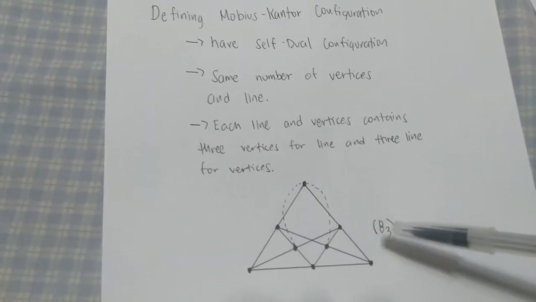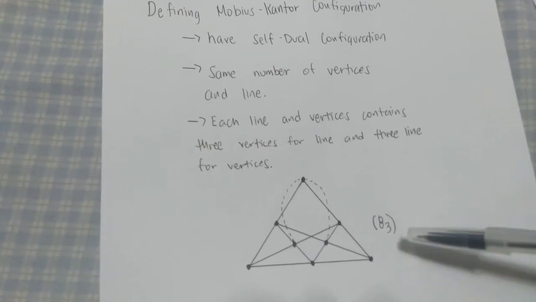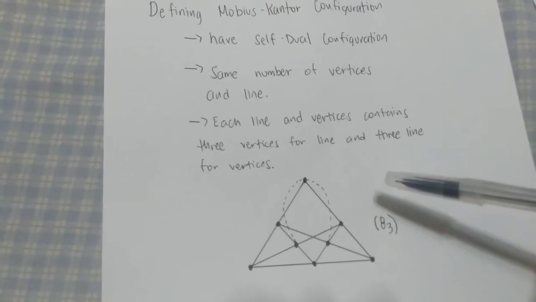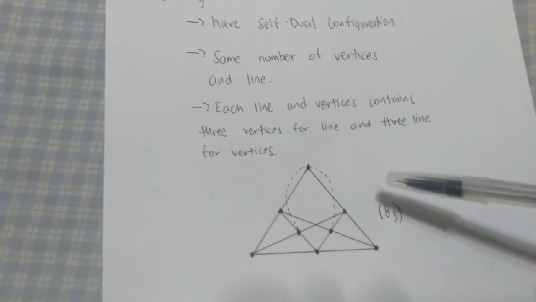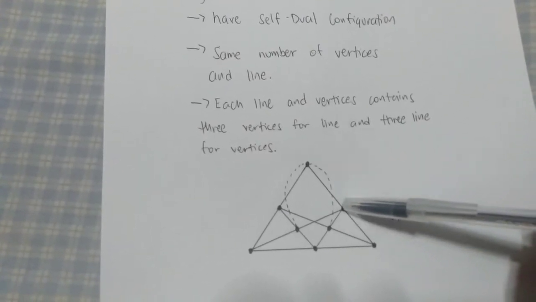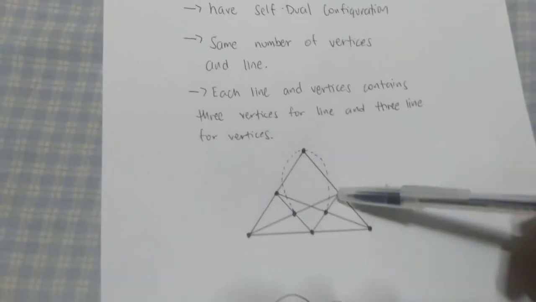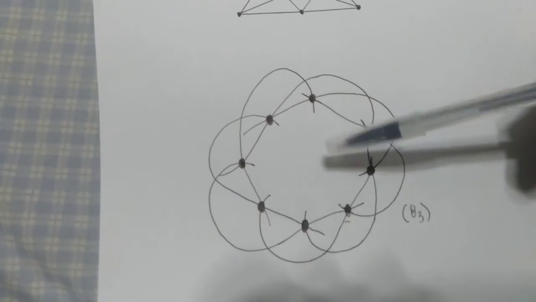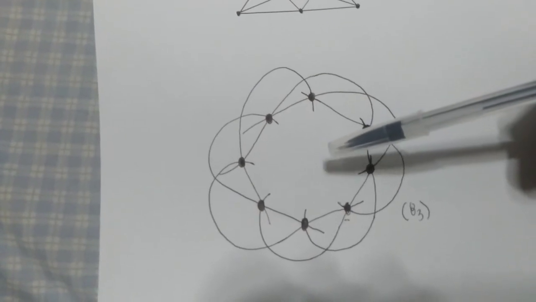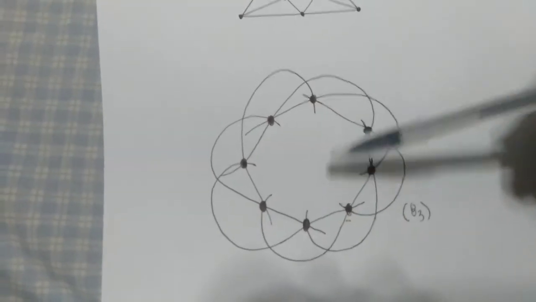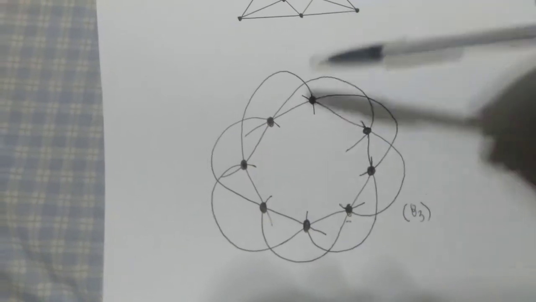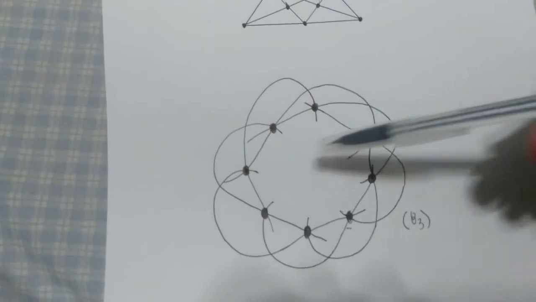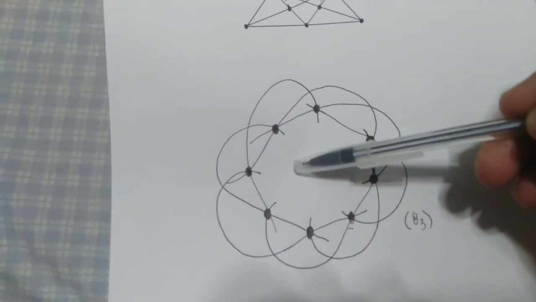So, the self-dual configuration exists because the number of vertices and lines are equal to each other. So, this is the first example of a Möbius-Cantor configuration plane, and this is the other. If you look at this, it's like a biscuit, if you imagine. And this plane has 8 vertices and 8 lines.